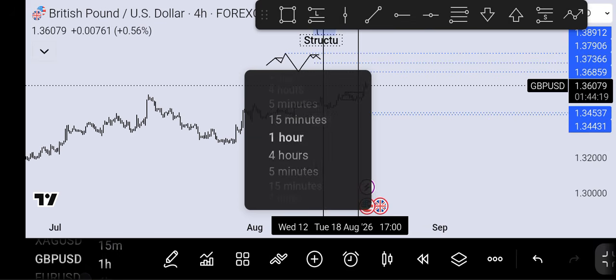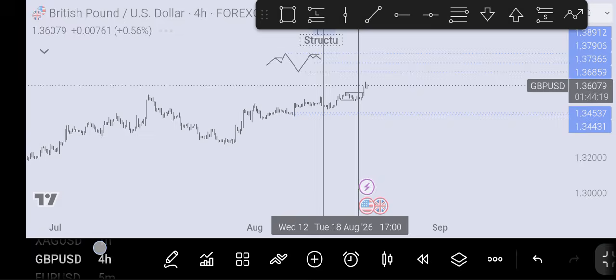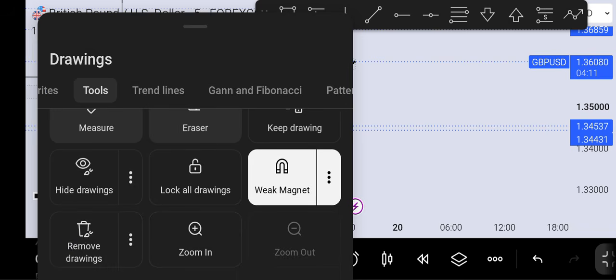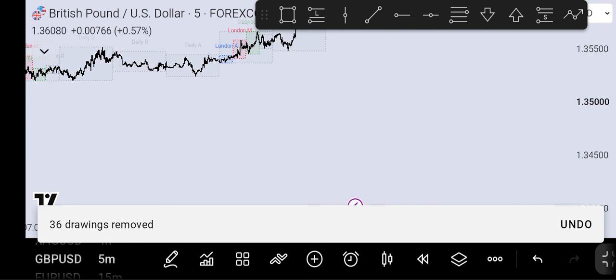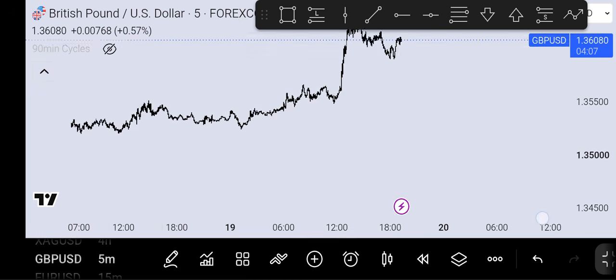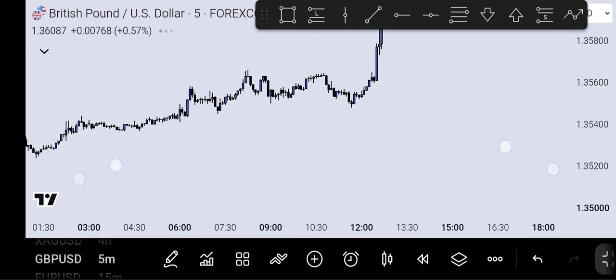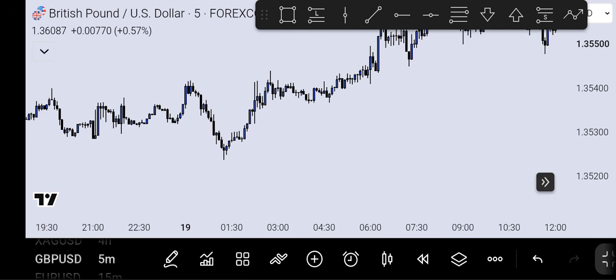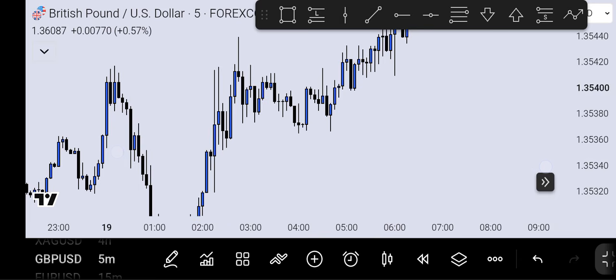So now let's go over to M5 and see some examples. And I will not be using SMT for full setup today. Clear the chart. Okay, cool. Now let's look for some valid examples on our entry model.